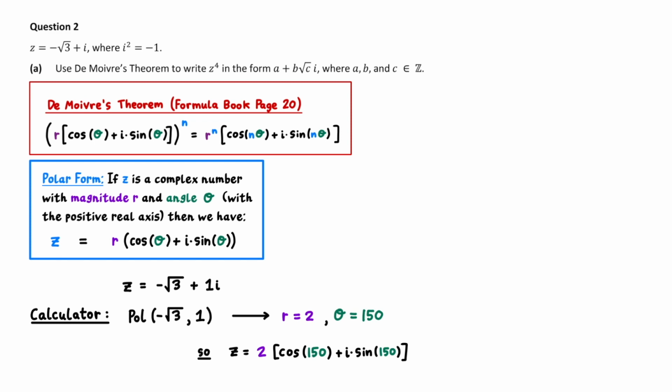The overall goal here was to find z to the power of 4. De Moivre's theorem allows us to find the power of a complex number, but it must be written in polar form. Well, we found how to write z in polar form, so let's write this in. Now, we can apply the statement of our theorem with r equal to 2, theta equal to 150, and n equal to 4.